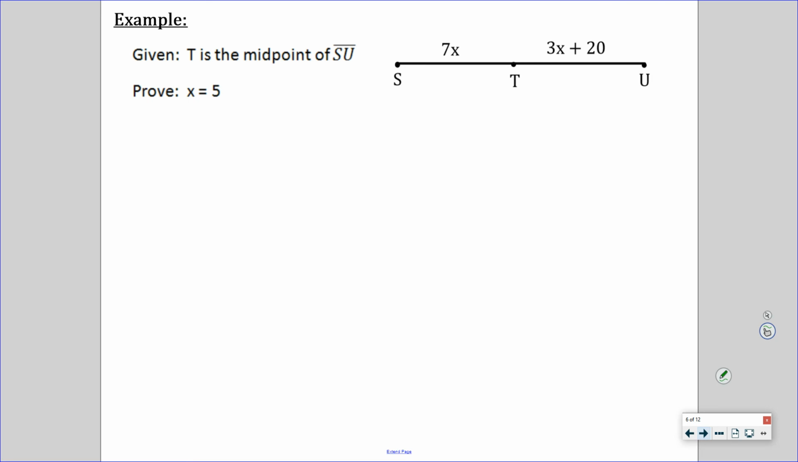All right, so here's one of our two-column proofs. Here's what's given to us. This picture, and T is the midpoint of line segment SU. Just like before, whatever is given to us, we have to restate. So T is the midpoint.